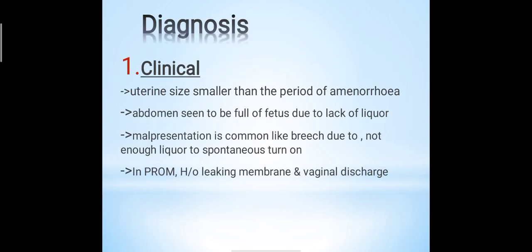Diagnosis, clinically: we can diagnose on abdominal examination that the uterine size is smaller than the period of amenorrhea, and the abdomen seems to be full of fetus due to lack of liquor. Malpresentation like breech is common due to not enough liquor for a spontaneous turn. In premature rupture of membrane, there is leaking of membrane or vaginal discharge.